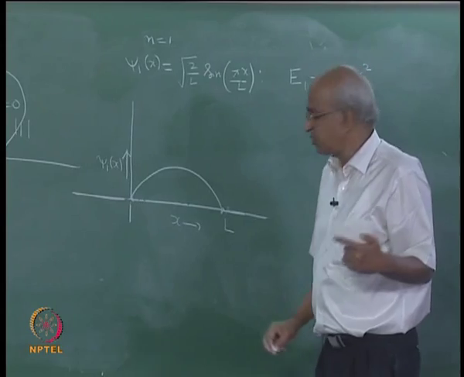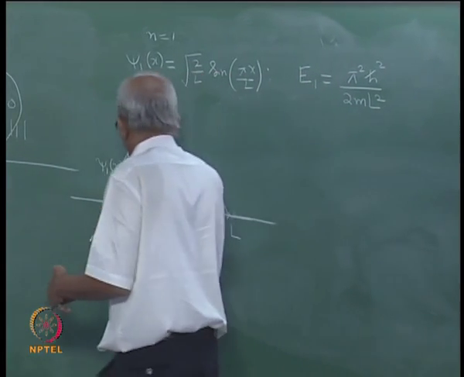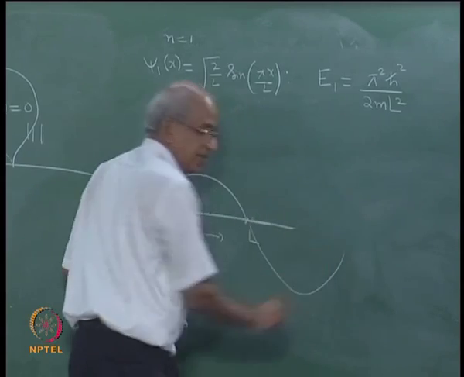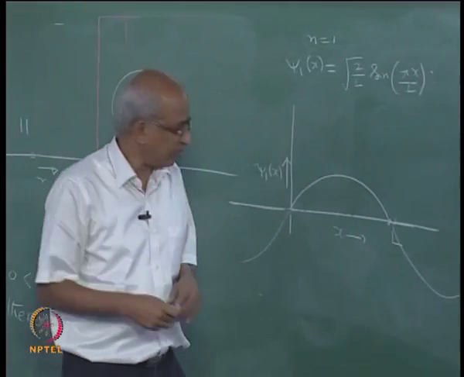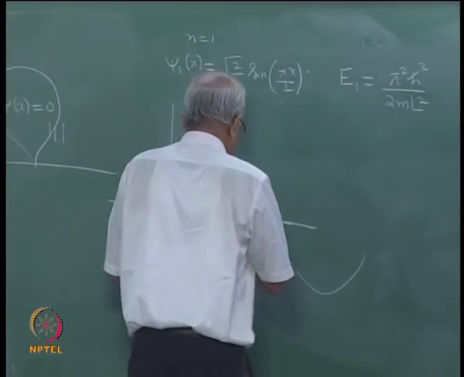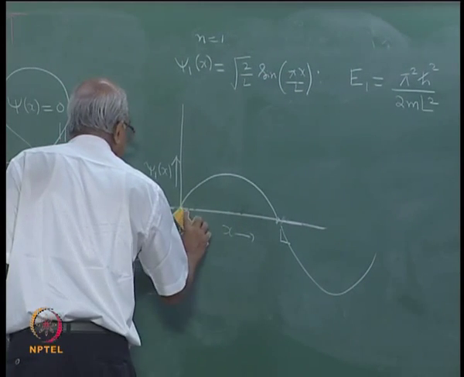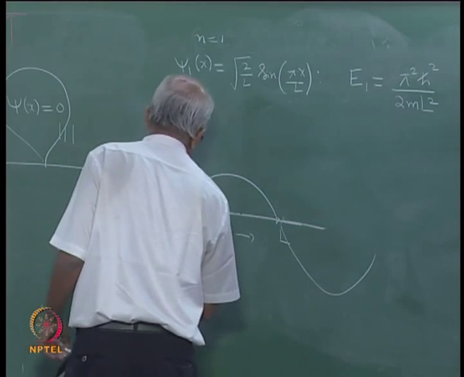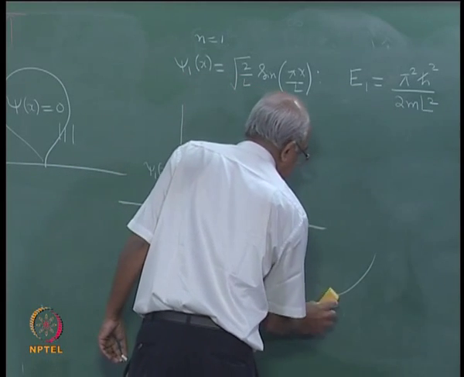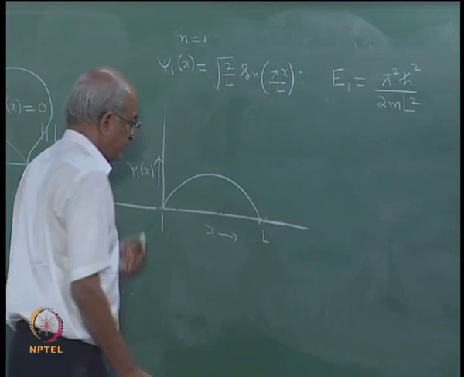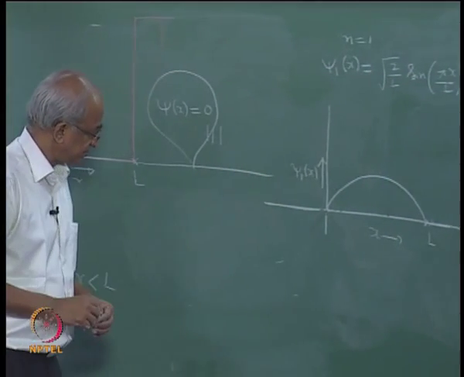So, this is the way, if you represent a sinusoidal curve, it would go like that, correct. This is how a sinusoidal function would look, but all that is happening is that you do not have the other parts, you have just this part. So, this is the wave function for the system. Psi 1 of x would have this behavior.